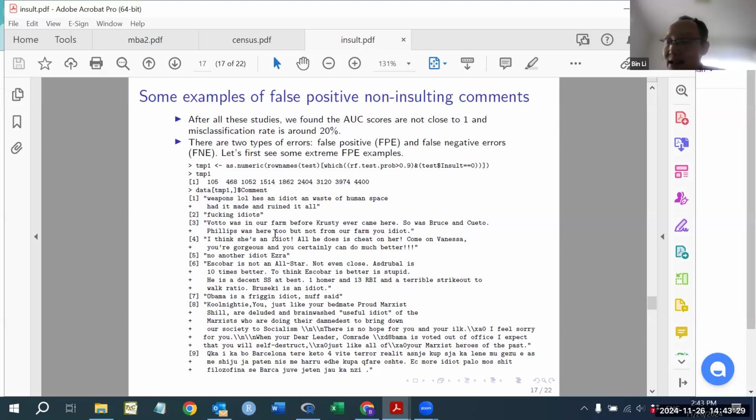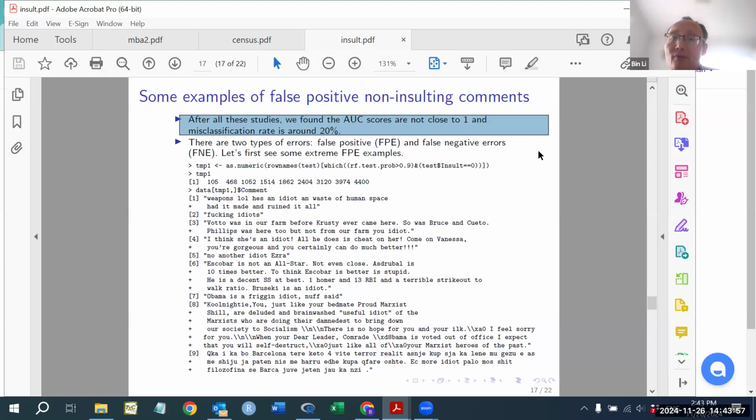we know that the misclassification rate is not impressive at all, right? After all these studies, we found AUC scores not close to 1. Misclassification rate is around 20%. It seems like this is not a good study. We don't have very good results, but that doesn't mean we cannot tell anything. We can still find something interesting.